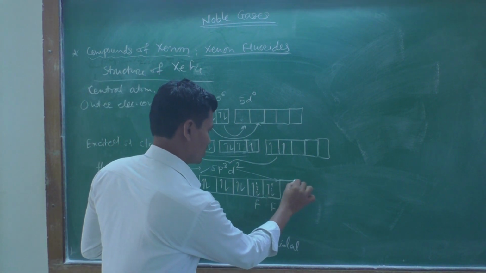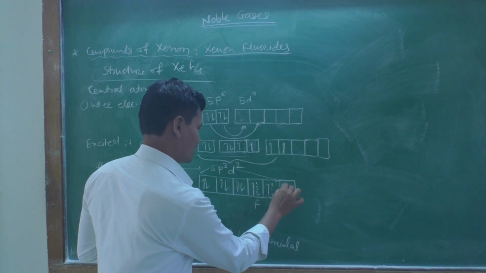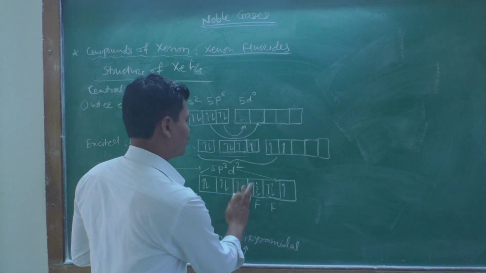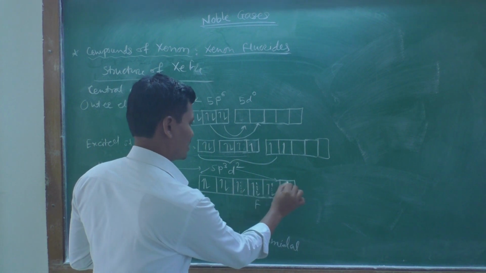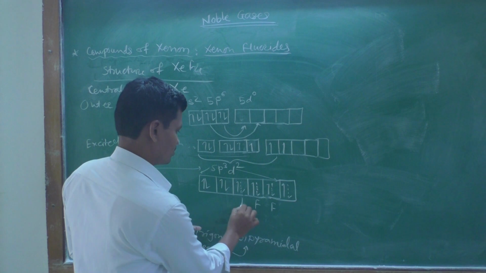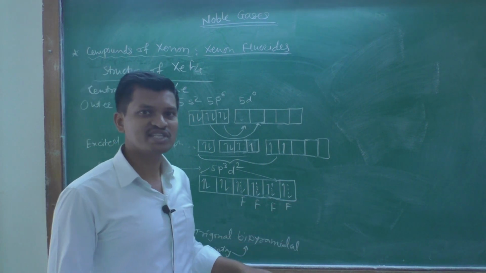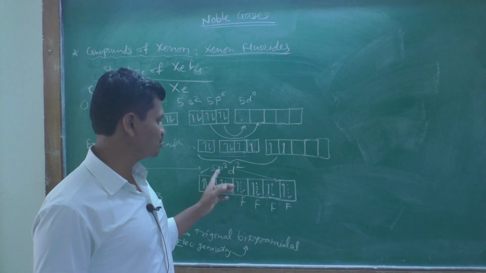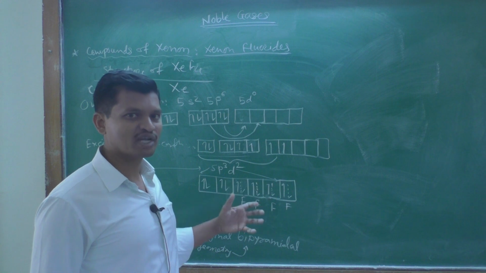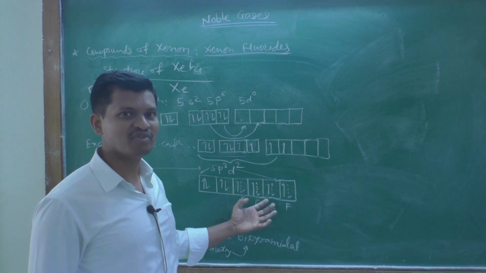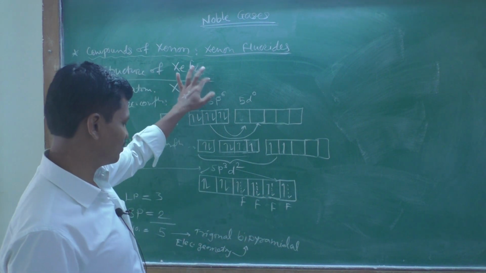Okay, so we have to add one electron, one orbital, and this is the case. So 4 fluorine atoms share their electron with the sp3d2 orbital of the central xenon atom having unpaired electrons. Okay, so this is the case of xenon tetrafluoride.